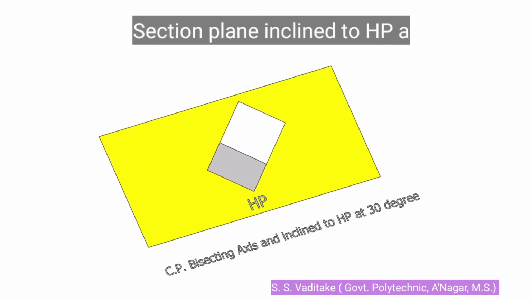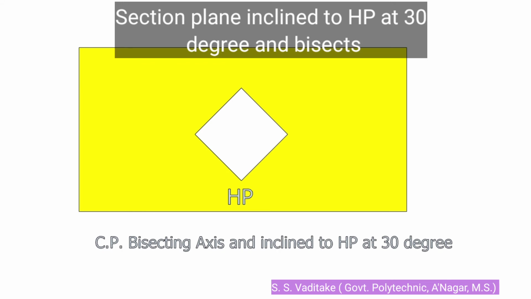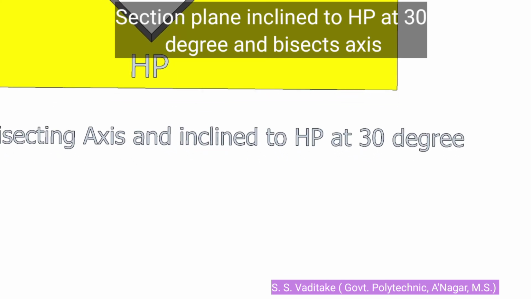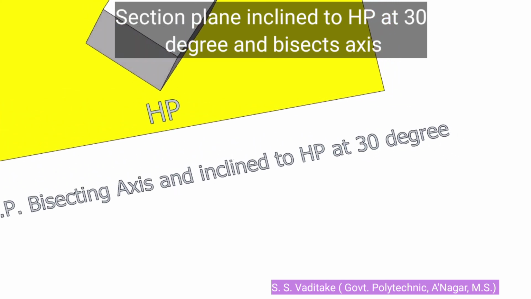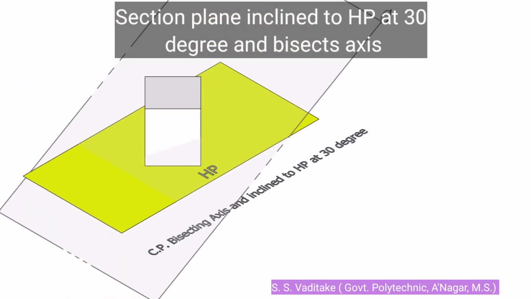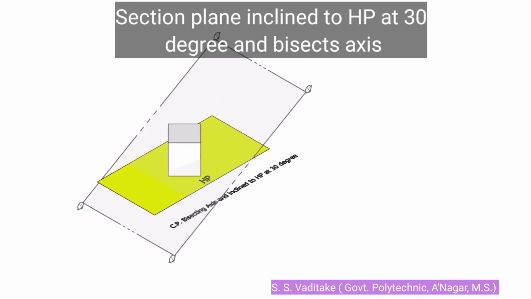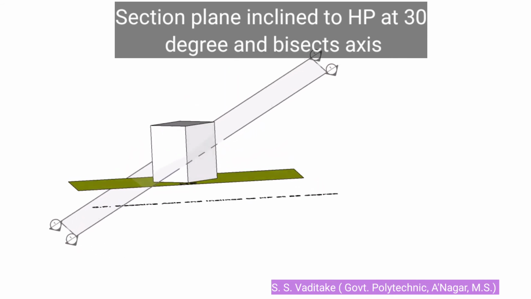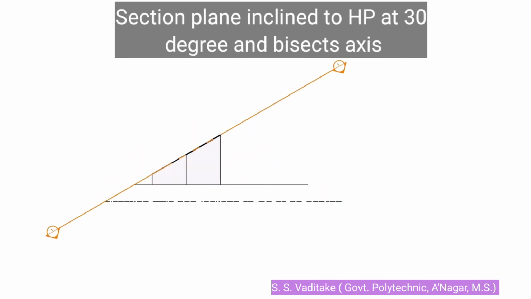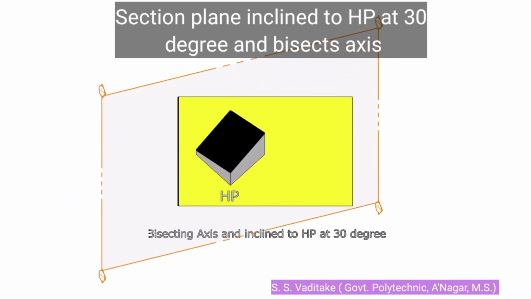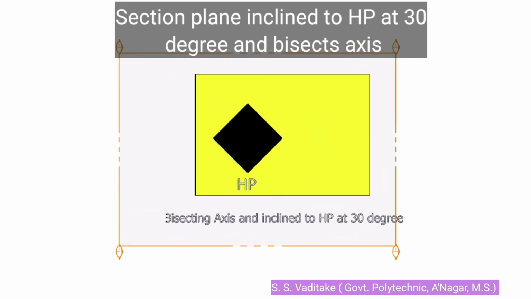Now consider a different section plane position. That is, the section plane is inclined to HP at 30 degrees and bisects the axis. Indirectly it can be called an AIP, that is, auxiliary inclined plane. This auxiliary inclined plane should be represented as a line view in the front view only. Fix the position of the solid, draw its top view and front view. Locate the section plane, remove the upper portion and observe the remaining part to draw its top view. The top view will appear like this one.